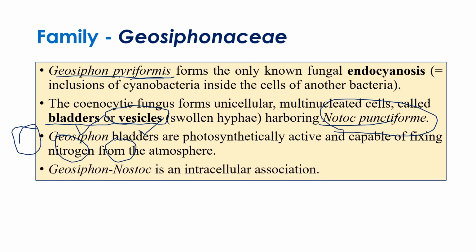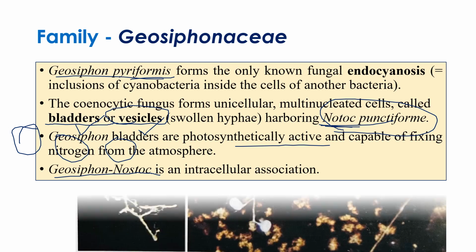These bladders are photosynthetically very active and helpful for the fixing of atmospheric nitrogen, because Nostoc is also an atmospheric nitrogen fixing organism. Generally, these bladders or vesicles are produced for Nostoc, to create favorable conditions for their association, and they are helpful in the fixation of atmospheric nitrogen. The Geosiphon and Nostoc association is intercellular; they colonize intercellularly, in between the cells.